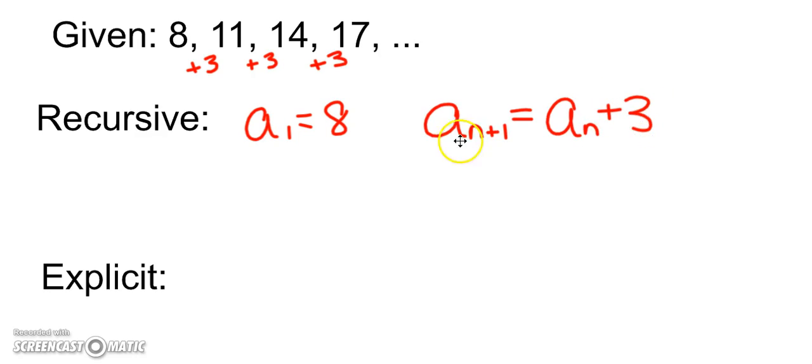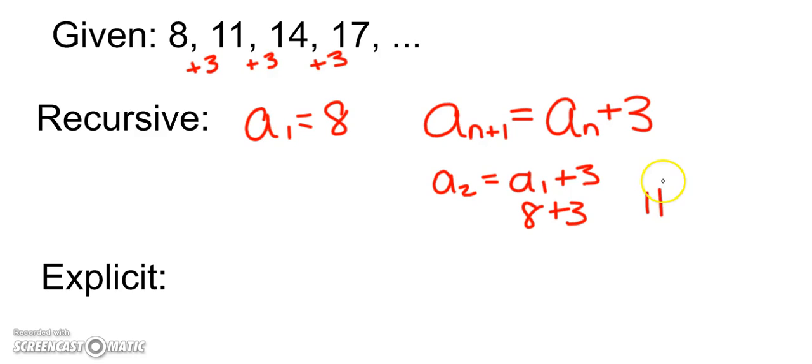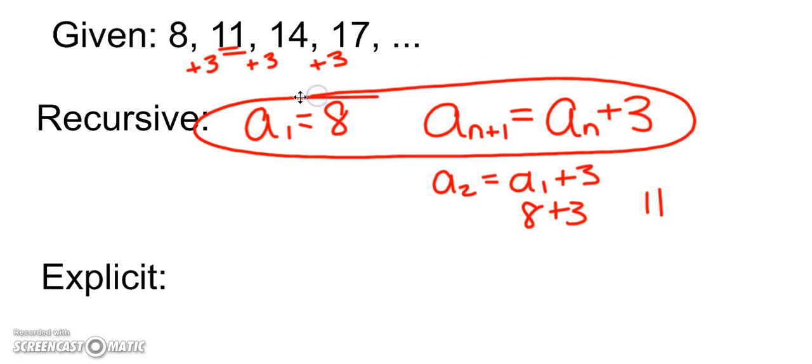So if you try that, looking for, let's say, a sub 2, that should be equal to a sub 1 plus 3. Well, a sub 1 was 8. 8 plus 3 is 11, and our second term was 11. So recursively, we could define it using this rule.